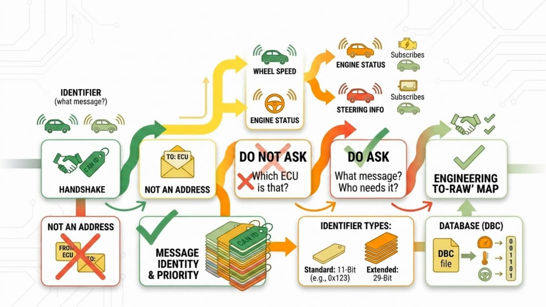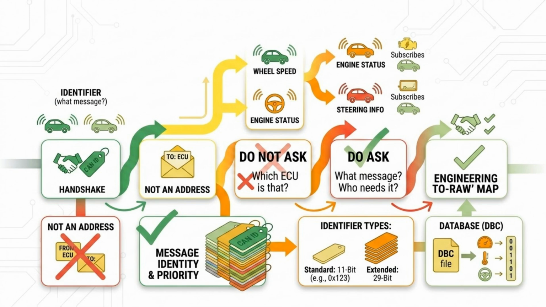The CAN identifier is another area where beginners often build the wrong mental model. The identifier is not simply the address of the receiving ECU. It identifies the CAN message and also participates in arbitration priority. For example, one identifier may represent wheel speed information. Another may represent engine status. Another may represent steering information. Different receivers can subscribe logically to whichever identifiers they need.